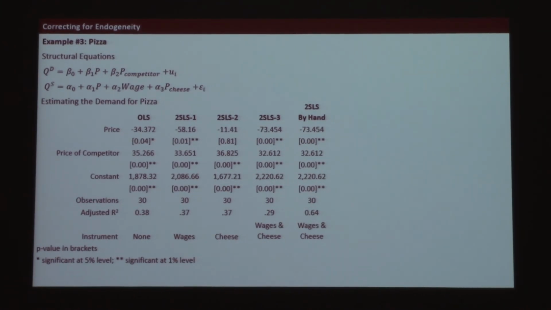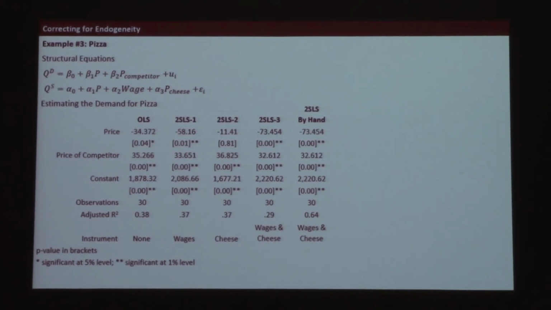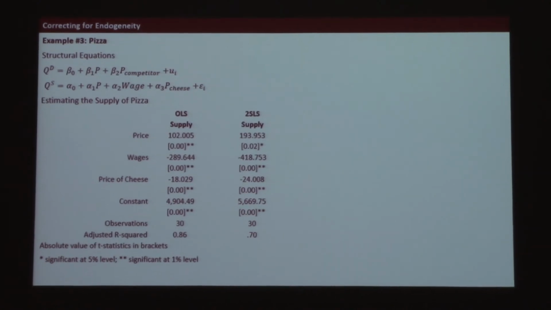Now, technically, you're not supposed to do that because you can get different standard errors. Notice the R squared is different too. So you're not supposed to do it by hand. You're going to get the same coefficients, but the standard errors will be different, although they're not showing up as different here. They're still significant, but it's a good exercise just to remind us what it is we're doing. And here's the two estimates of supply, which are pretty close, pretty similar.